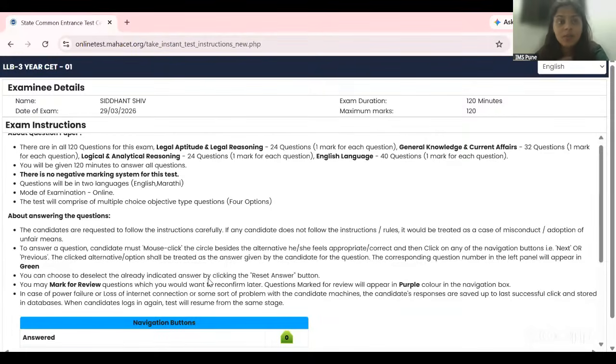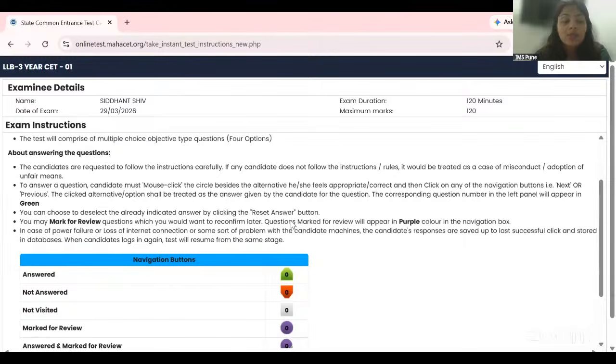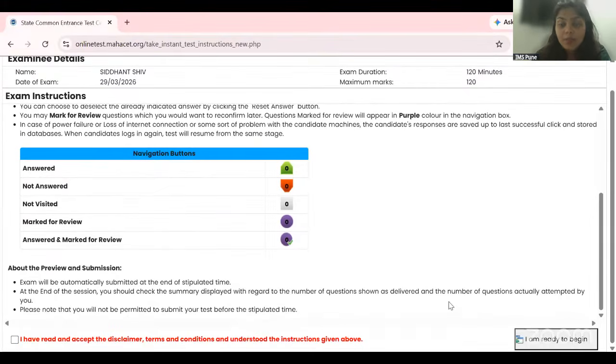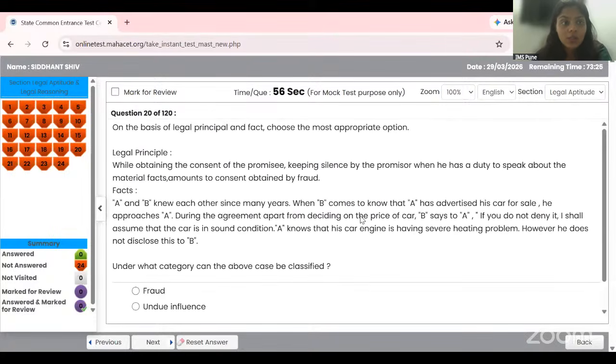So first, go ahead and mark all the important questions. Then go to the answers that you know of. Then go ahead and mark all the other questions as well. That is something you will understand when you're reading the instruction part. So make sure that you're giving some time to read the instructions. Then you click on the box that is there, and then you click on I'm ready to begin, and then your mock test will launch. So this is how your mock test looks.